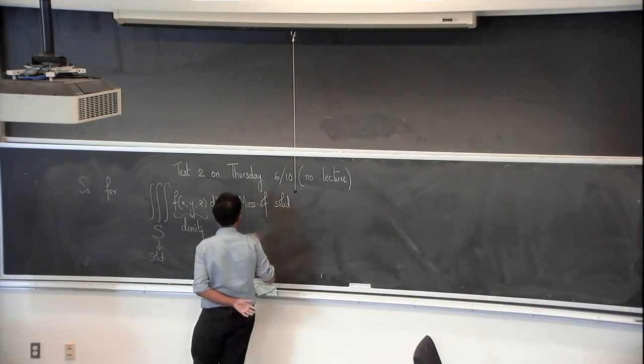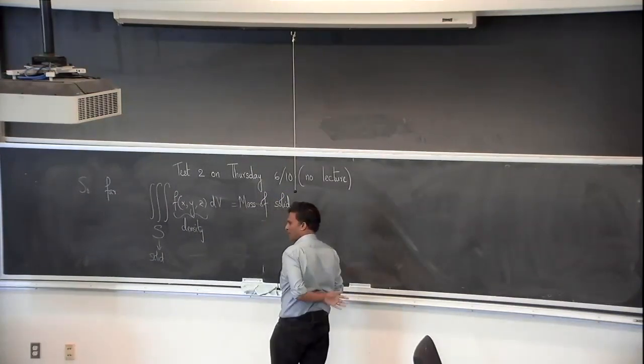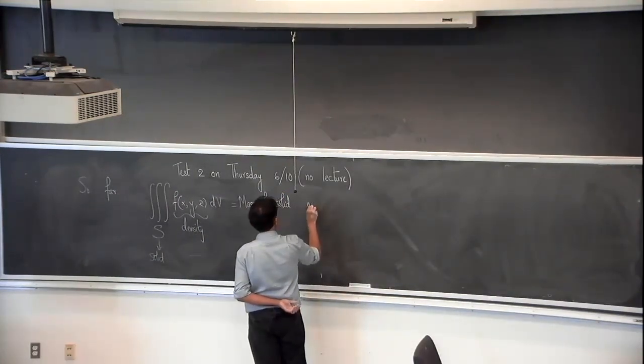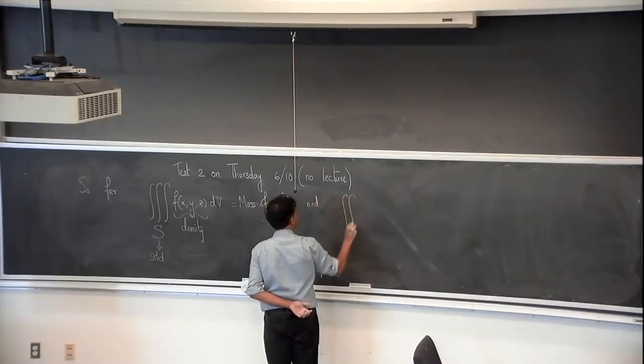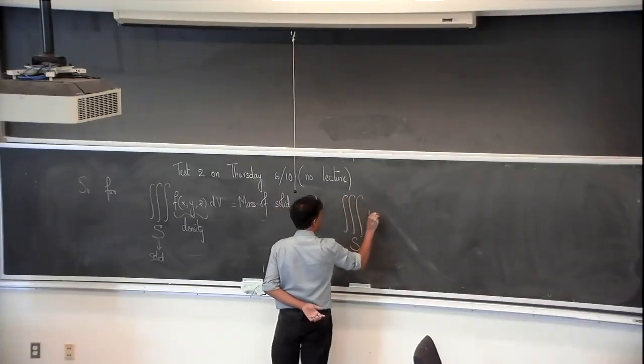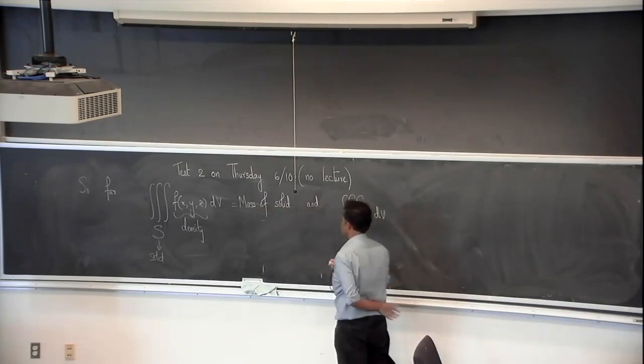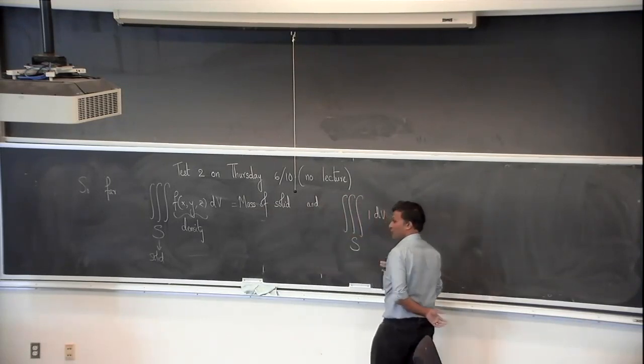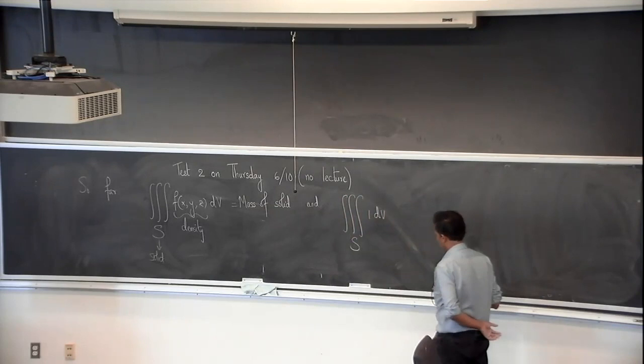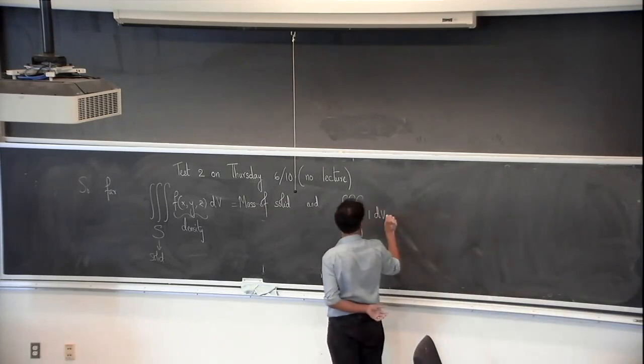I think most of our focus was on finding the volume. In particular, the triple integral of 1 dV over the solid S, and so far we only talked about rectangular coordinates or Cartesian coordinates. That will give you the volume of the solid.